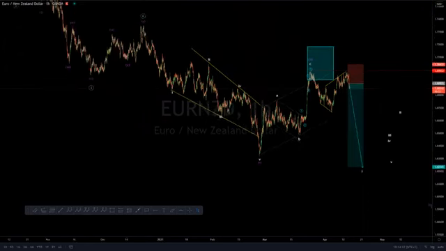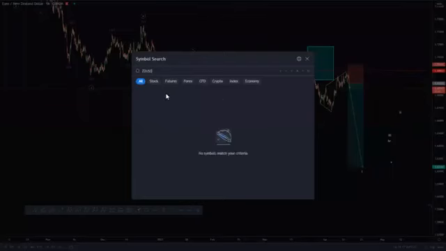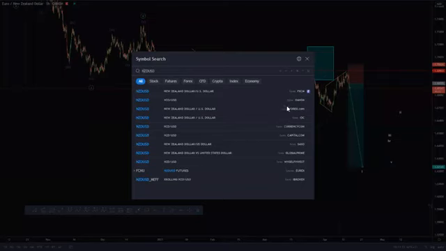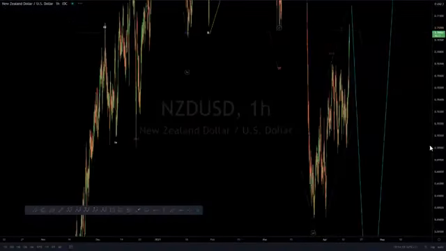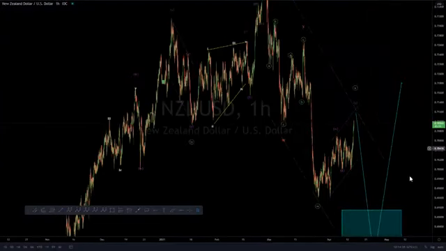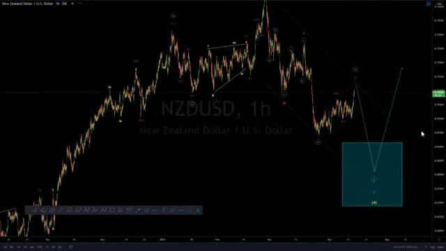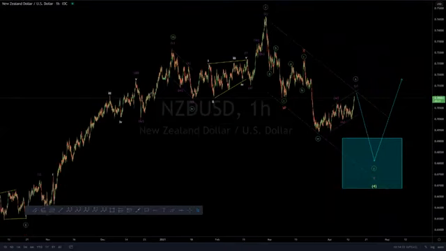Let me quickly go on New Zealand US dollar. I want to show you something. Okay, so this is the recent update that I have on New Zealand US dollar. I'm still expecting that New Zealand US dollar is going to come and trade lower into the blue box.